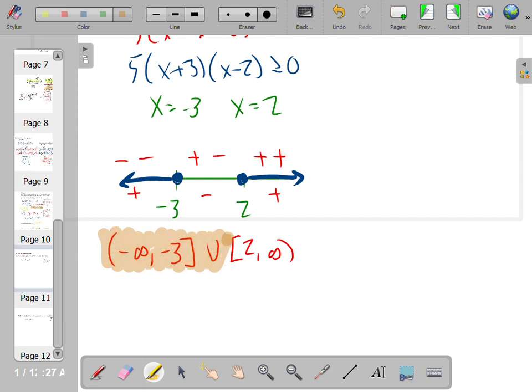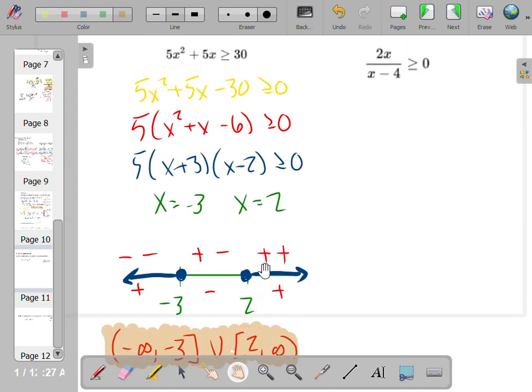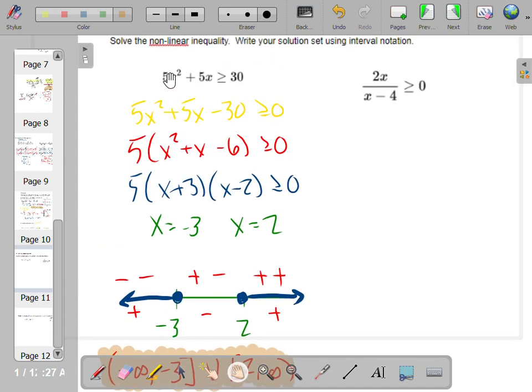That's the interval of x values that will solve this original inequality. So if I plug in anything in that interval, the quadratic will be greater than 0.